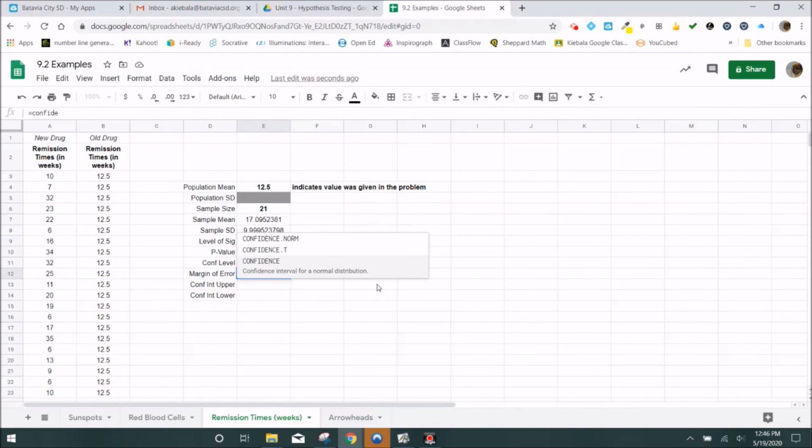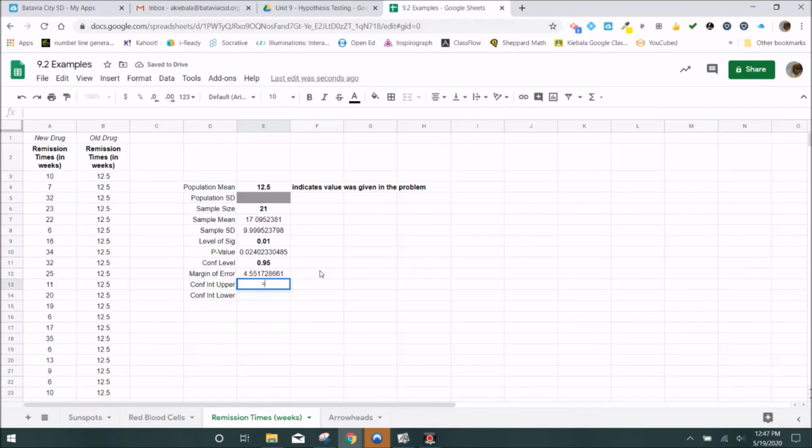The margin of error, this is where we use confidence. In this case, we're going to do a t confidence level. Again, this alpha is confusing because we've been using alpha as the level of significance. Their alpha is the confidence level. In any case, the standard deviation is going to be the sample standard deviation. So good thing we calculated that. And then the sample size, 21.